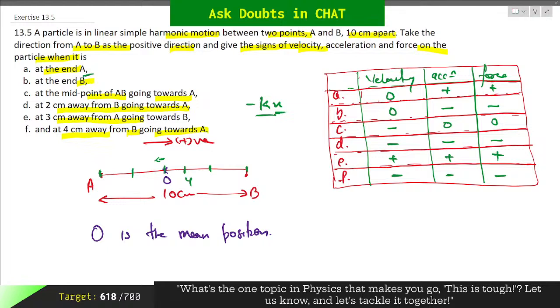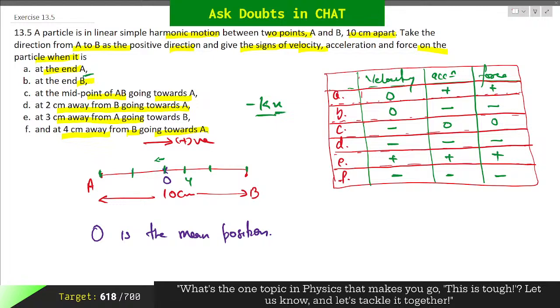The question says that a particle is in linear simple harmonic motion between 2 points A and B, 10 centimeter apart. Take the direction from A to B as positive direction and give the sign of velocity, acceleration and force on the particle when it is... So there are 6 positions that are given, and we have to find out the sign of velocity, acceleration and force.